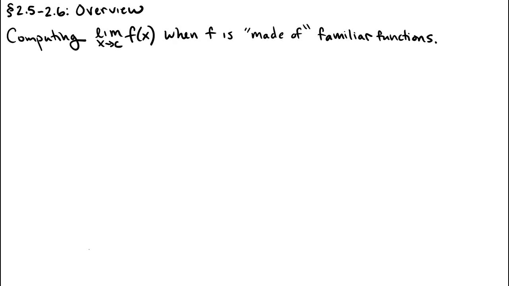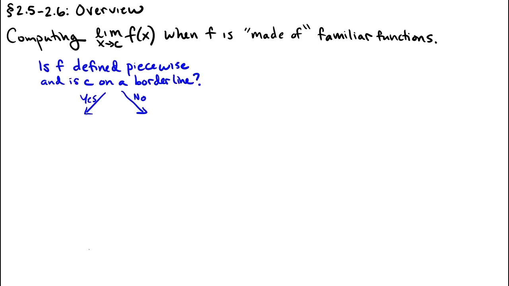We start with an overview of the ways you can compute a limit. Specifically, we're talking about the case when f is made up from familiar functions, and not when you're working with, say, a graph, or a table of values, or some other partial information. First, you want to consider whether f is a piecewise function, and if so, whether c is a transition point in the definition of f.